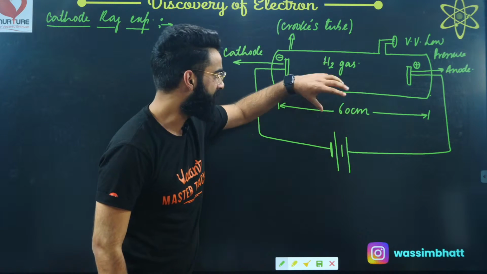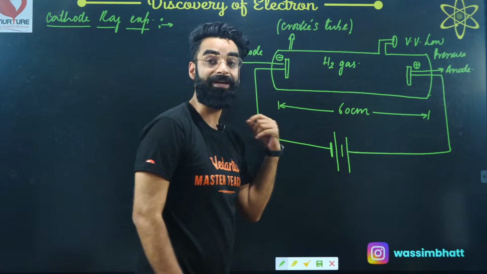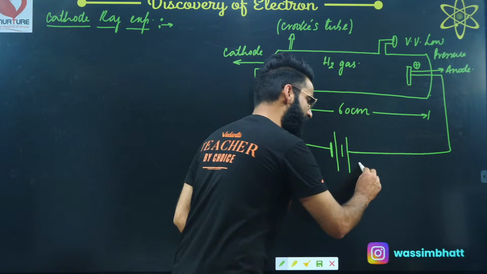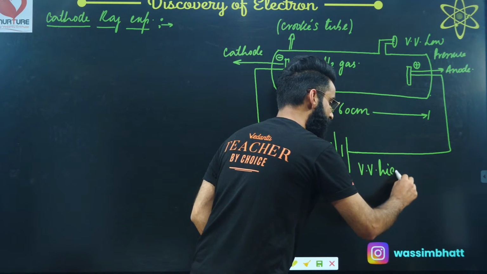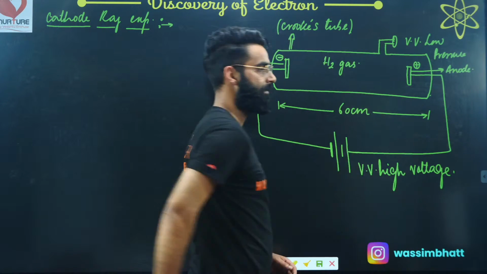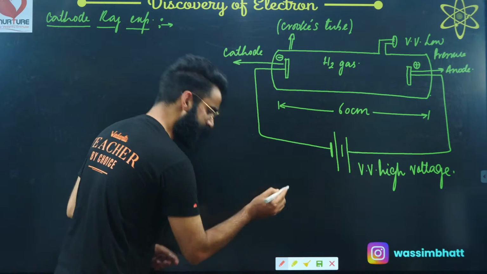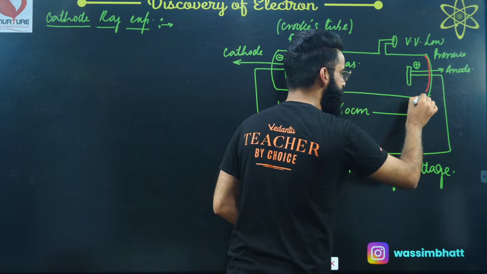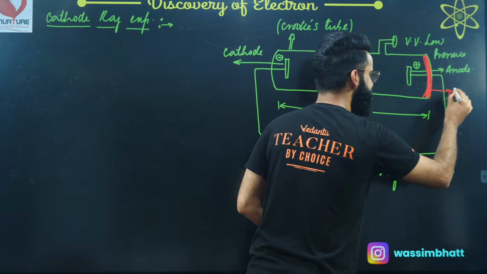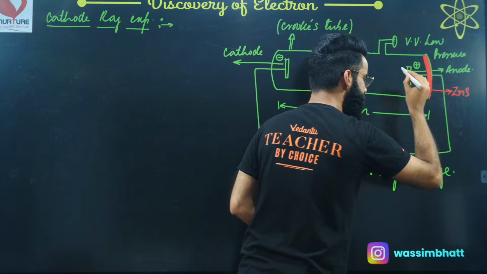At the same time, he took two metal rods, and these two metal rods were connected with the external battery. This is a very, very high voltage battery which he used in this experiment. Now, he coated this side of the tube, the inner side of this tube, with zinc sulfide.